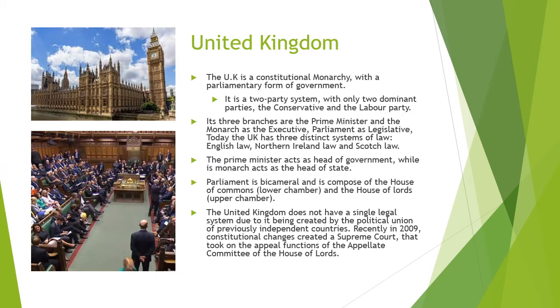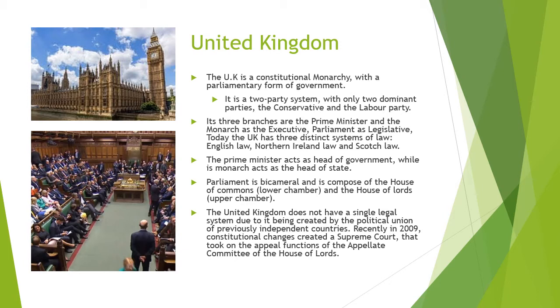Okay, so the United Kingdom is a constitutional monarchy with a parliamentary form of government. It is a two-party system with only two dominant parties. It has three branches, the Prime Minister and the monarch being the executive, Parliament being the legislative, and the judicial branch is composed of three different systems: the English law, Northern Ireland law, and the Scottish law. The Prime Minister acts as head of government, while the monarch acts as head of state.